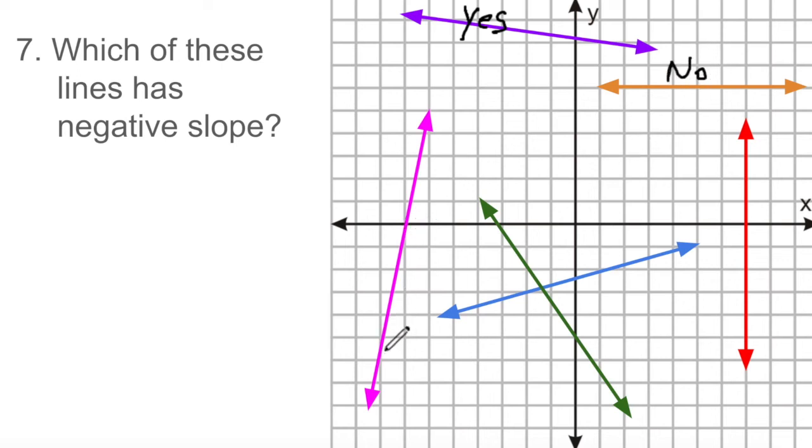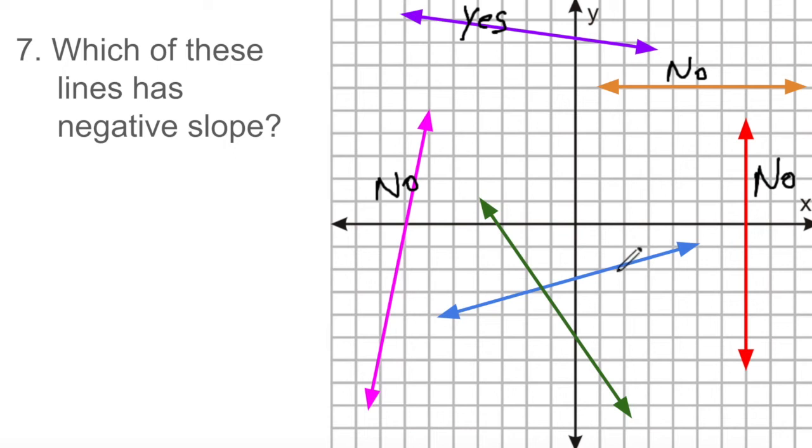Let's see, how about this one? Is this angled down and to the right? No, this is angled up and to the right, steep up and to the right. So this is going to be no. This does not have a negative slope. It's a positive slope. How about this vertical line? Remember what the slope for a vertical line is? It's undefined. So this one is going to be no.